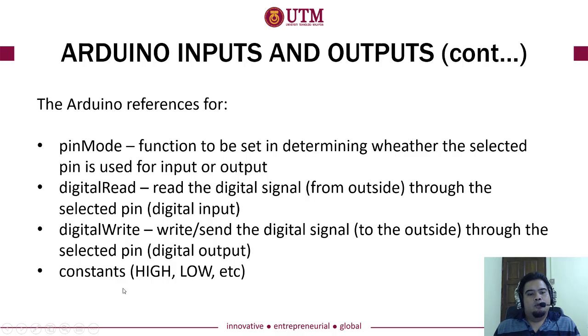Then you also need to be familiar with what I can consider as reserved words or constants. These are built-in constants inside the Arduino that you can use to represent 0 or 1, or 0 or 5 volt, because of course we want user-friendly code. Instead of using numbers, we can use these words. LOW represents 0 volt, or 0 in binary.